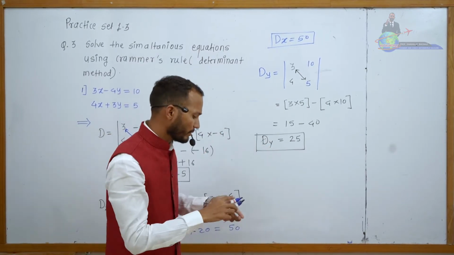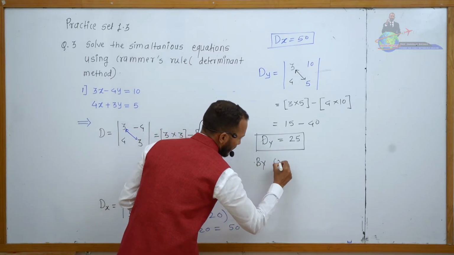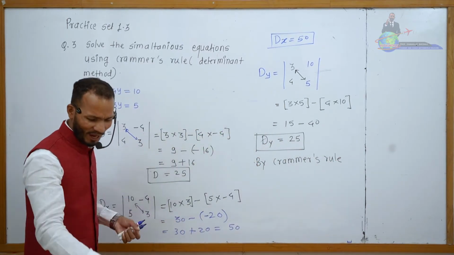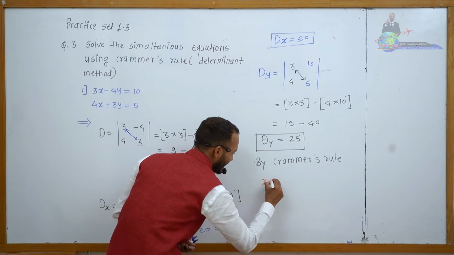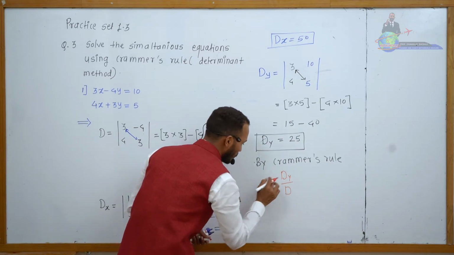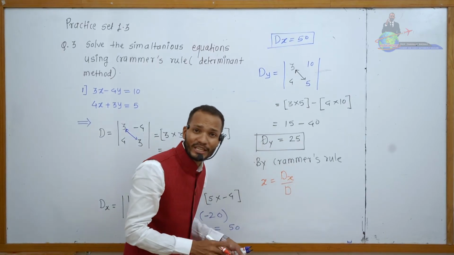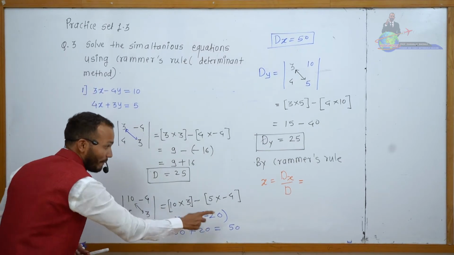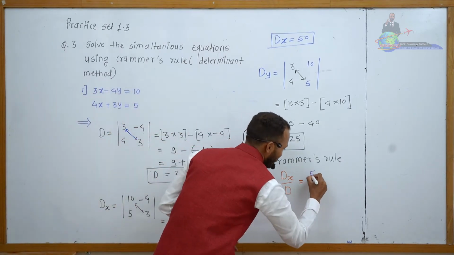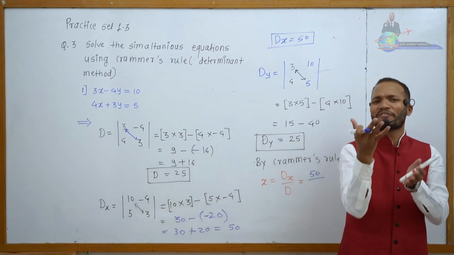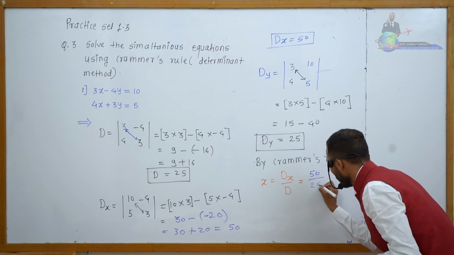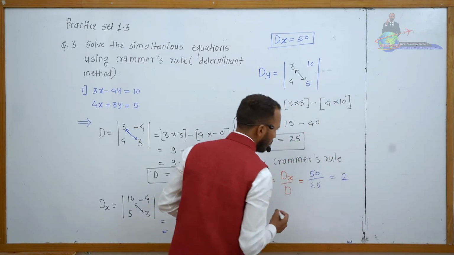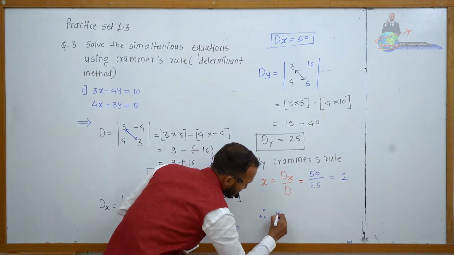We have to find the value of x and y by Cramer's rule. So now, student, let's write Cramer's rule. What is the formula, student? The formula is x is equal to Dx by D. X is equal to Dx by D. What is Dx? The value of Dx is 50. So here becomes 50 divided by D, and D is 25. Now student, what is the answer? 25 twos are 50. Means student, x is equal to 2. Therefore x is equal to 2.